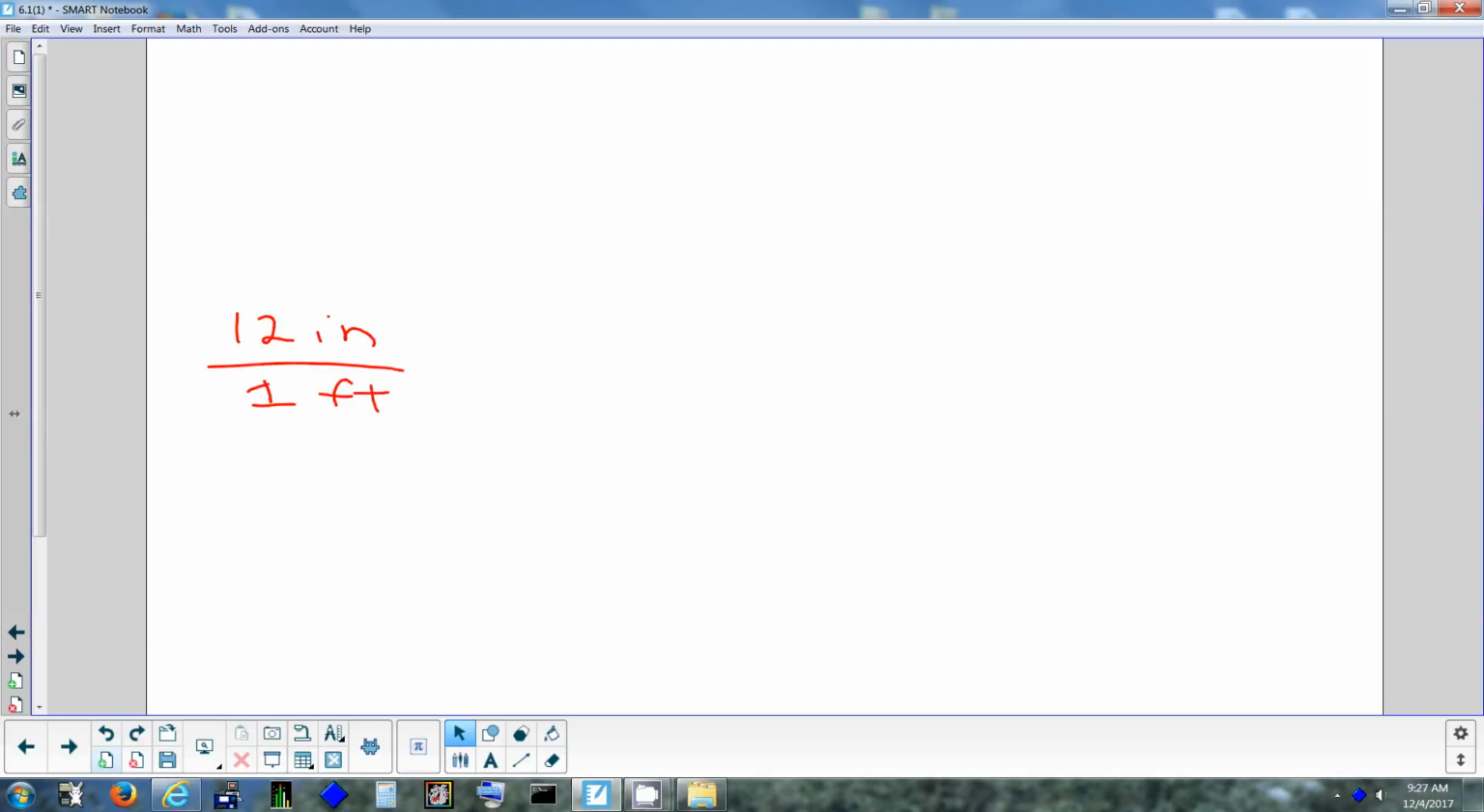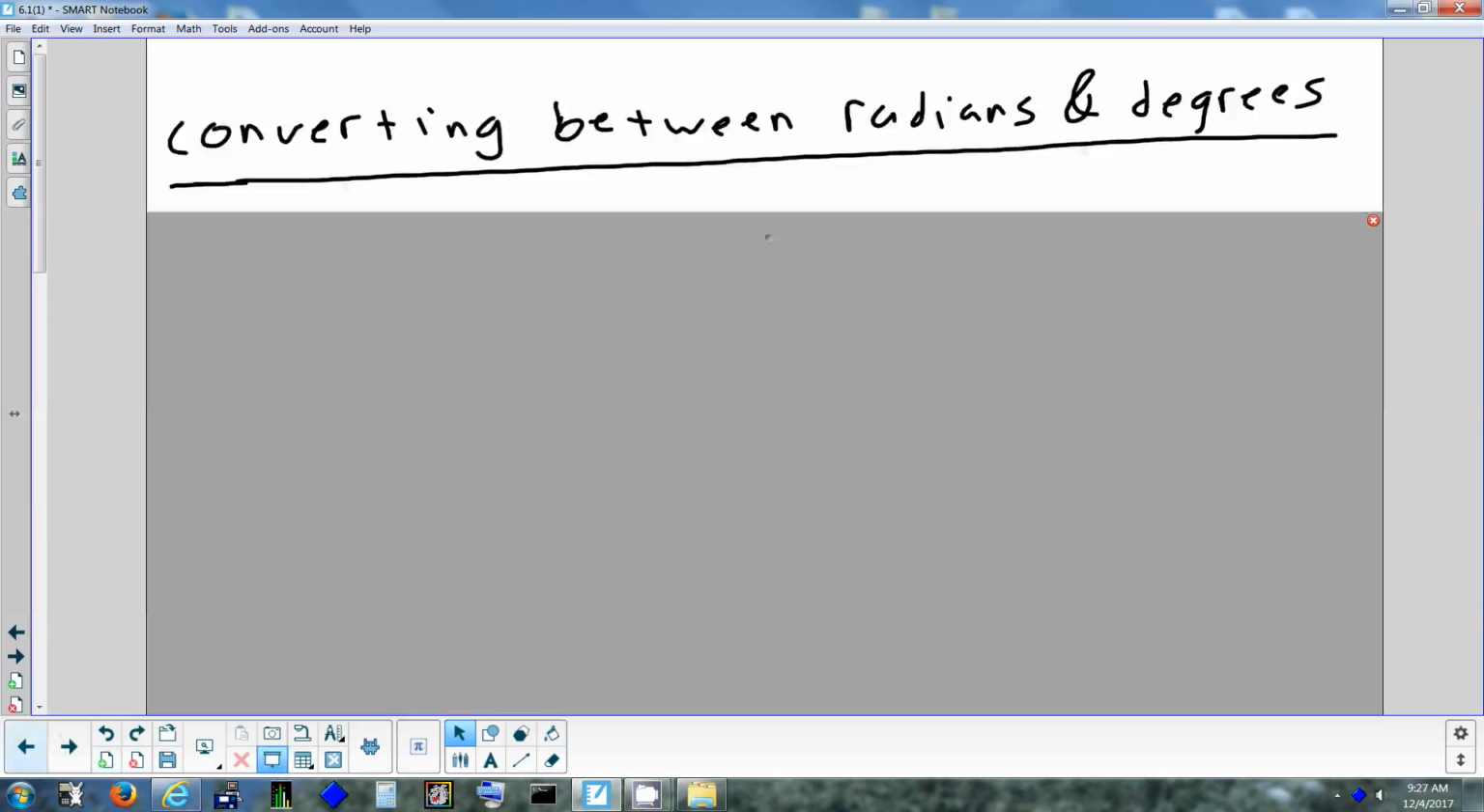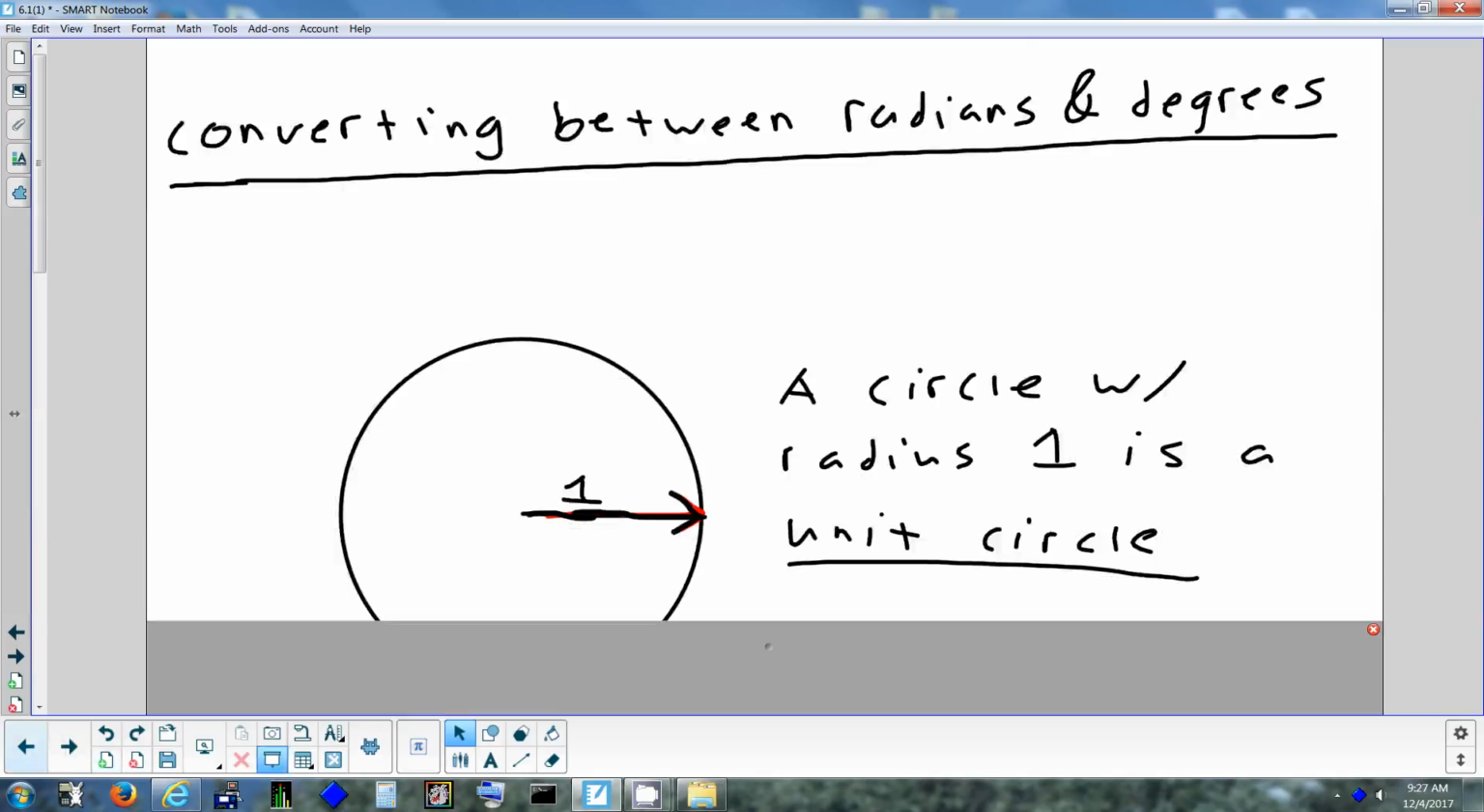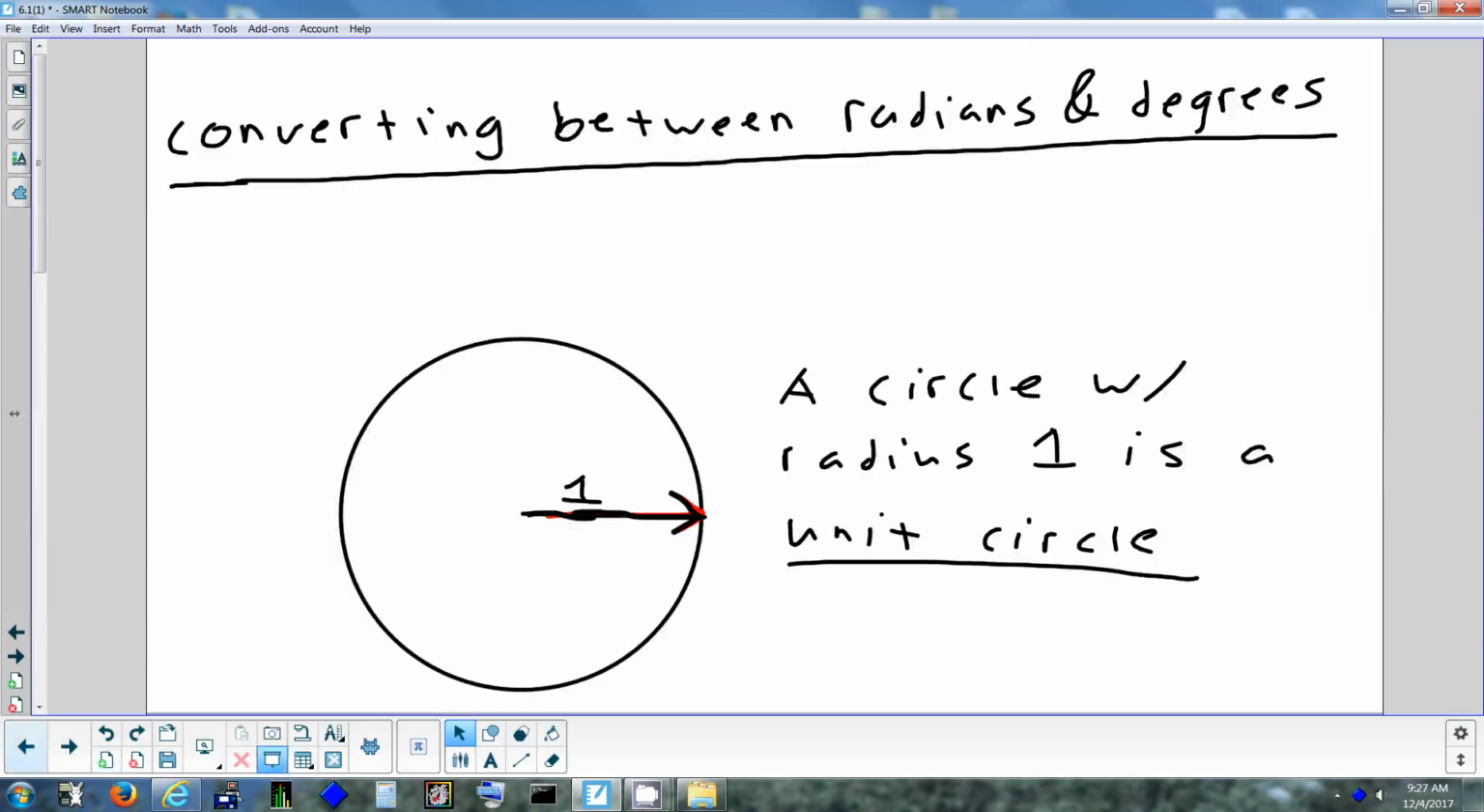So the point is, you have to start with something that you can't really prove. It's just kind of a definition. Well, that's basically what we're going to come up with here. We're going to come up with a definition. I'm going to tell you something that you just have to trust me is true, and that's going to help us to figure out the conversion between degrees and radians. And the definition is going to have something to do with what's called a unit circle.